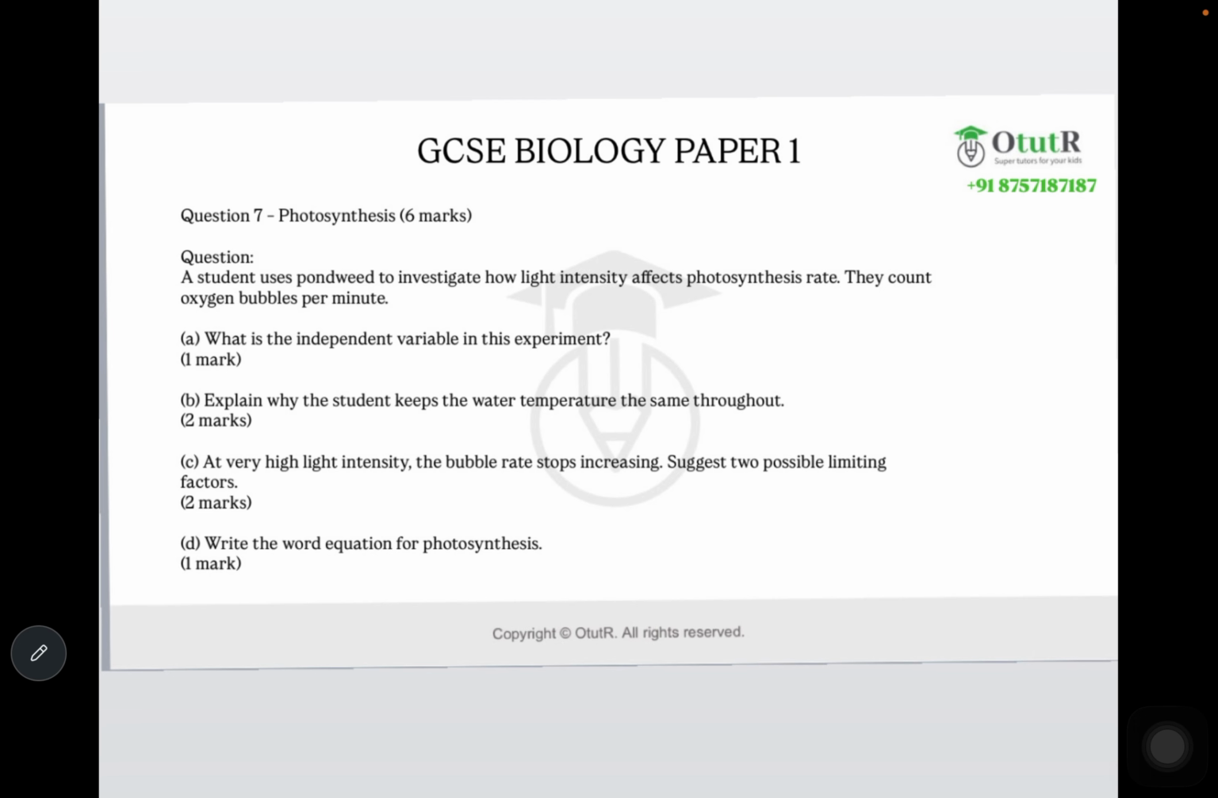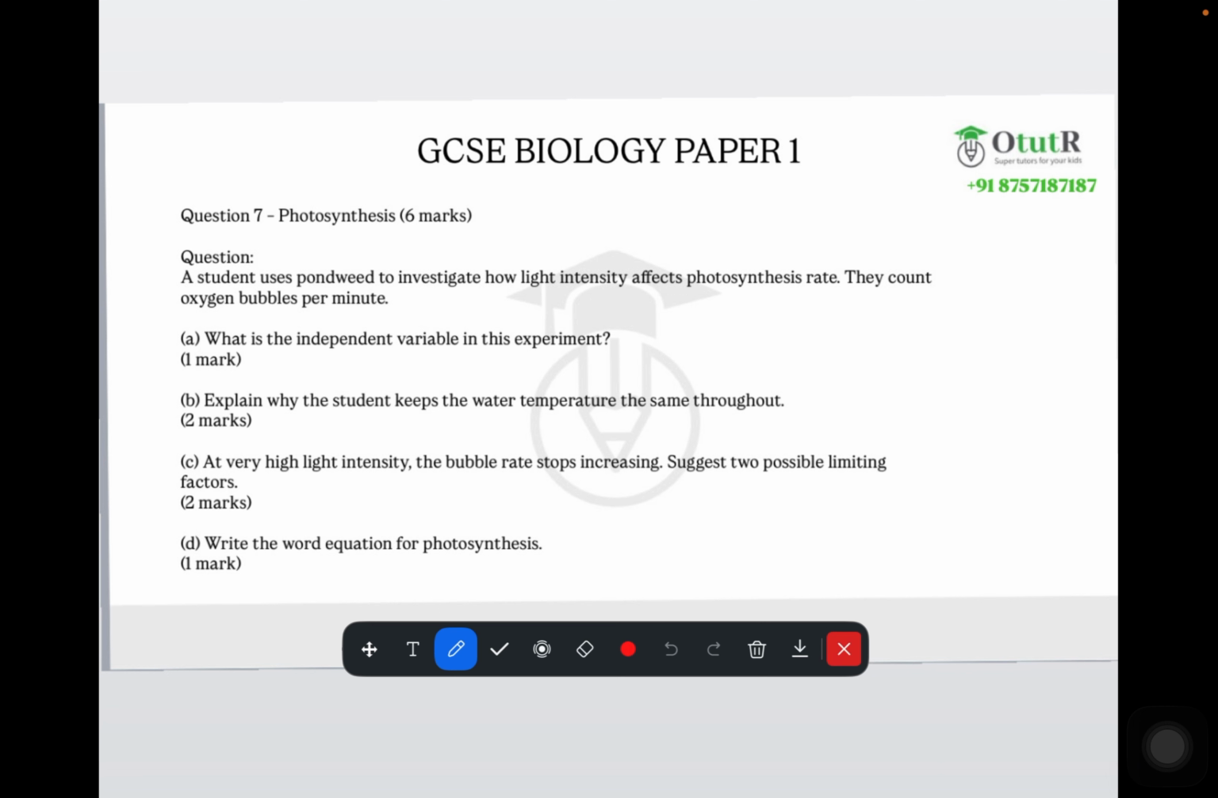The independent variable, of course, is the light intensity, because again, the question is how light intensity affects the photosynthesis rate. Explain why the student keeps the water temperature the same throughout. Temperature is the limiting factor for photosynthesis. Therefore, if temperature changes, it becomes a confounding variable, and the effect of light intensity cannot be isolated.